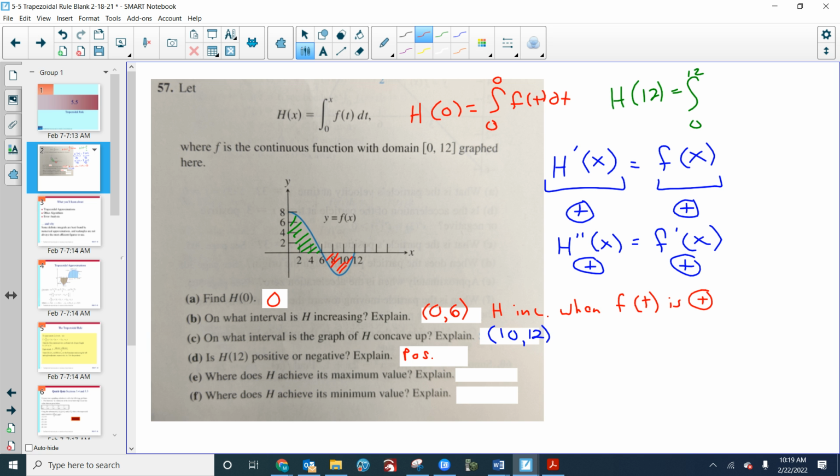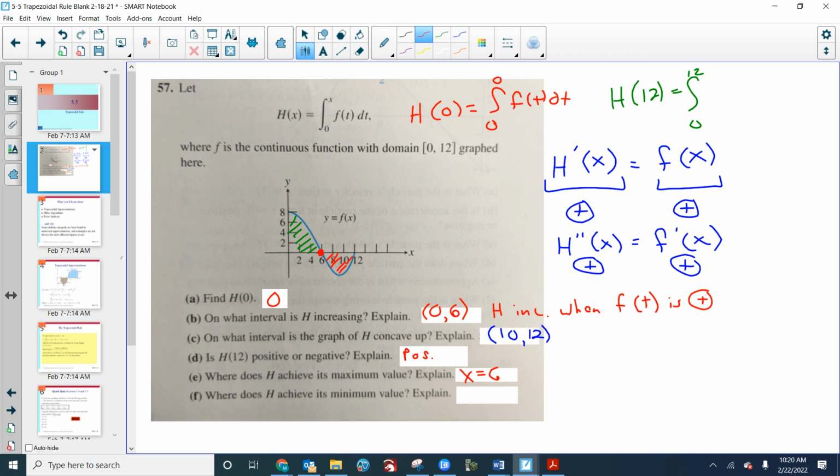Where does h achieve its maximum value? Dom, what do you think? X is equal to 6. X equals 6? What would your reason be? Well, area is increasing until you reach 6, and then it becomes negative, and then it starts decreasing. You guys agree? Area increases until 6 and then starts decreasing.